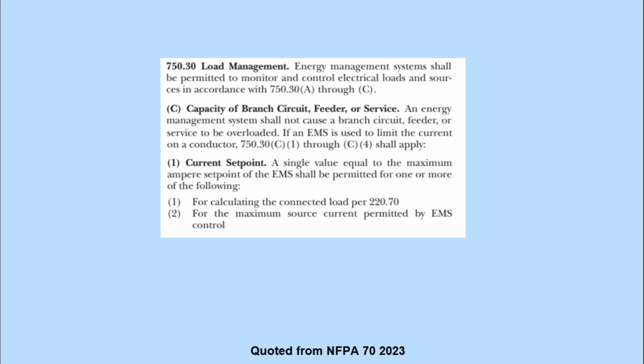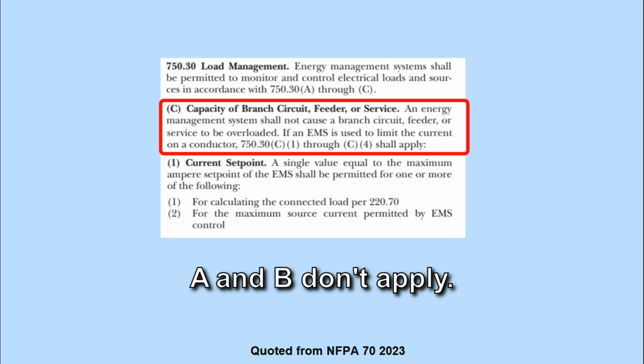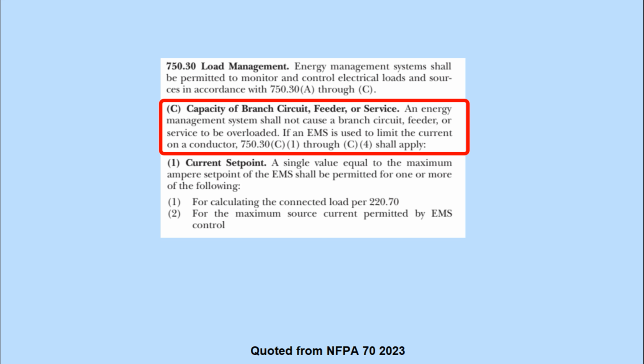Article 750 covers energy management systems, and 750.30, which was previously mentioned, covers load management. 750.30 Load Management. Energy management systems shall be permitted to monitor and control electrical loads and sources in accordance with 750.30(A) through (C). (C) Capacity of branch circuit, feeder, or service. An energy management system shall not cause a branch circuit, feeder, or service to be overloaded. If an EMS is used to limit the current of a conductor, 750.30(C)(1) through (C)(4) shall apply.